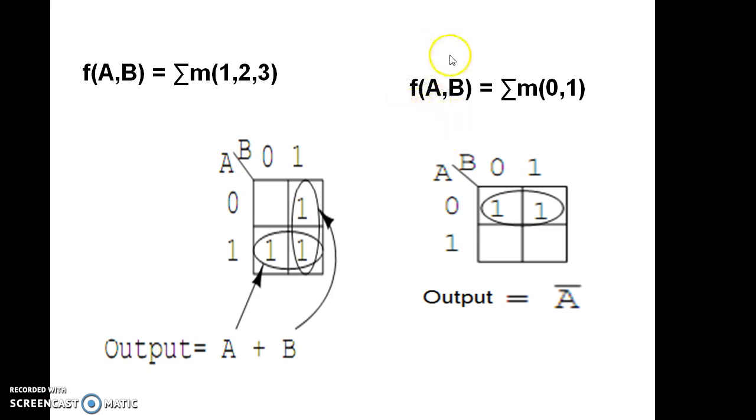And another example, function a comma b, summation of minterms 0 and 1. Here minterm 0 is represented as 1 and minterm 1 is represented as 1. Here the output of the function is a bar. The output can be written by seeing the corresponding variable, whether it is a complemented term or a non-complemented term.